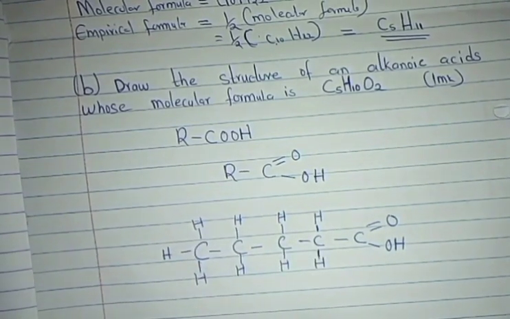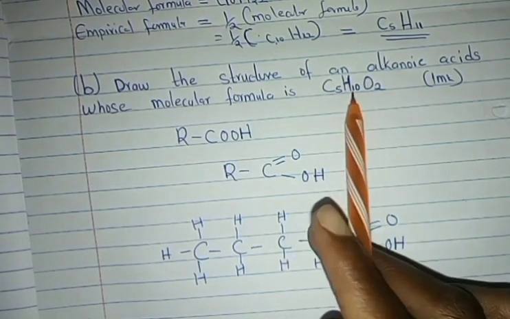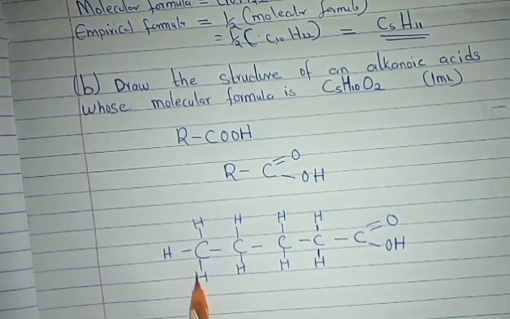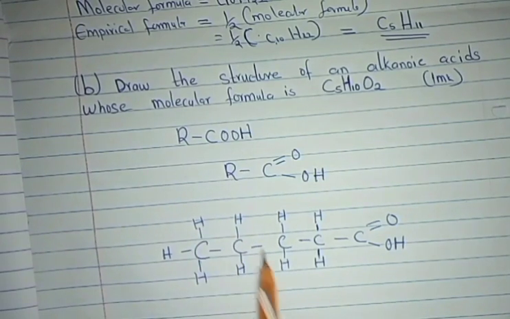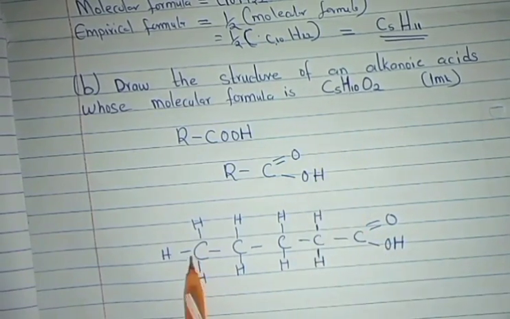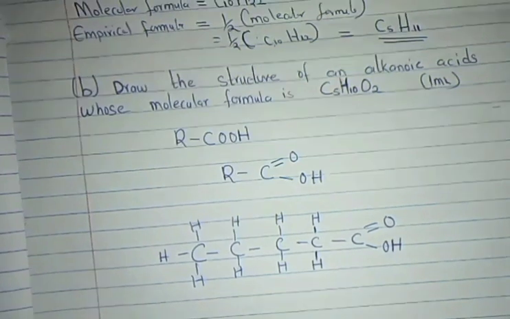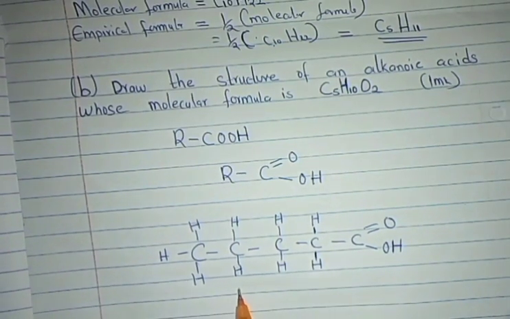So we have done the hydrogen. Now we can count it. We have 10 hydrogen here. So count 1, 2, 3, 4, 5, 6, 7, 8, 9, 10. So the hydrogens are 10, carbons are 5: 1, 2, 3, 4, 5, oxygen are 2. We have this one and this one here. So this becomes the structure of the alkanoic acid.